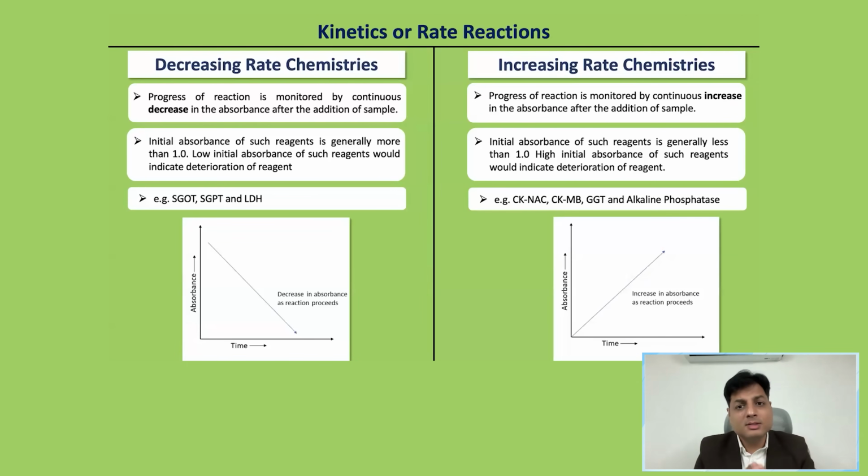This is the difference between decreasing kinetic rate reaction and increasing kinetic rate reaction. Certain examples of decreasing kinetic rate reaction are SGPT, SGOT, LDH. These activities are measured in decreasing kinetics. And certain examples of increasing kinetic reactions are CKMB, CKNAC, gamma GT, alkaline phosphatase. These enzyme activities are measured by estimating the amount of product formed per minute. Therefore, they follow the second reaction of increasing rate kinetic.